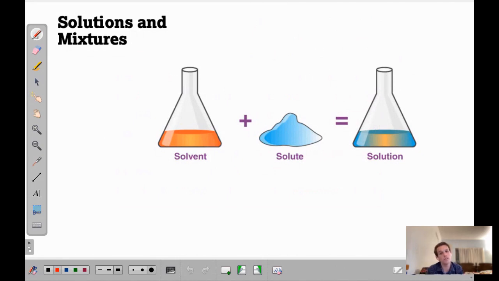So let's see. What do you need to know for solutions and mixtures? Well, of course, you should know what a solvent is. You should know what a solute is, and when you put them together, you get your solution. So the solvent is what's doing the dissolving, and the solute is what's being dissolved in it. And a solution, we talked about mixtures in one of the first videos, is essentially a homogeneous mixture.